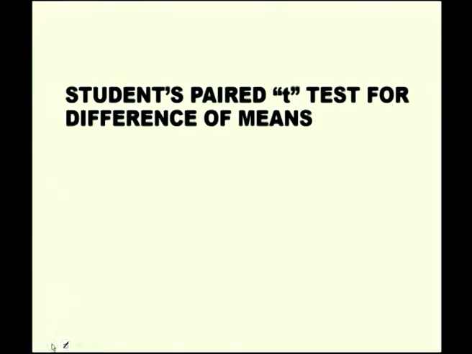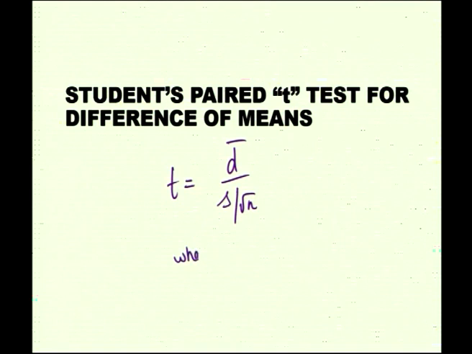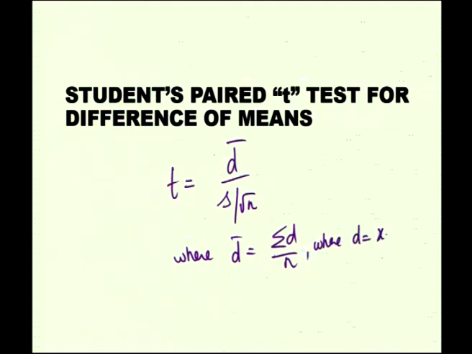So, it becomes a paired observation. The t formula is given as t is equal to d bar divided by s by root n, where d bar is equal to summation d by n, where d is the difference between the two types of observations, and s is equal to root of summation d square by n minus d bar square.